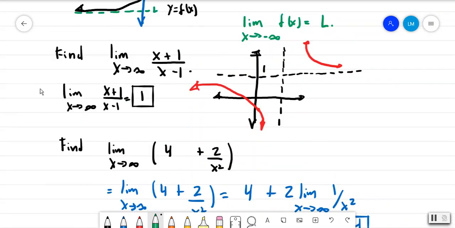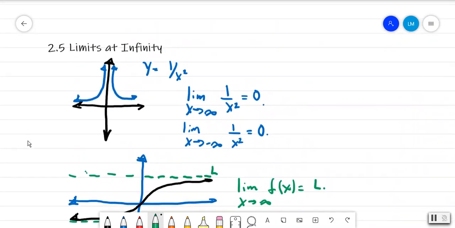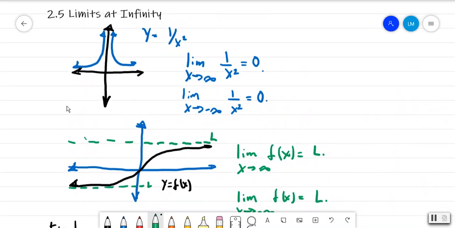Okay, so these limits are not too bad. You just have to be able to think of what happens if x is arbitrarily large. Where does it tend towards?